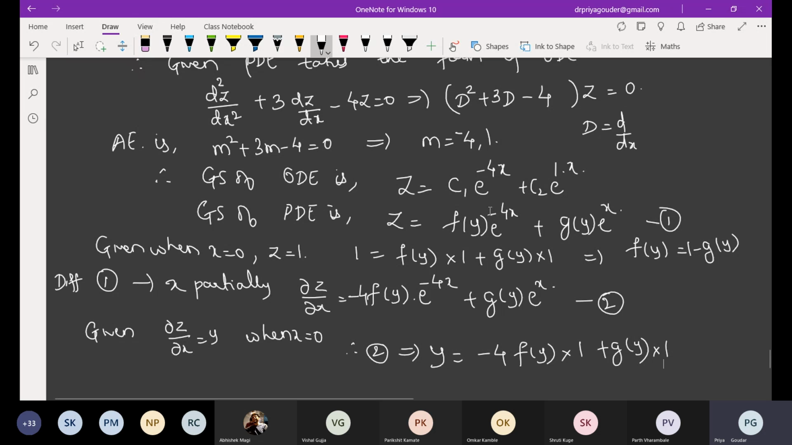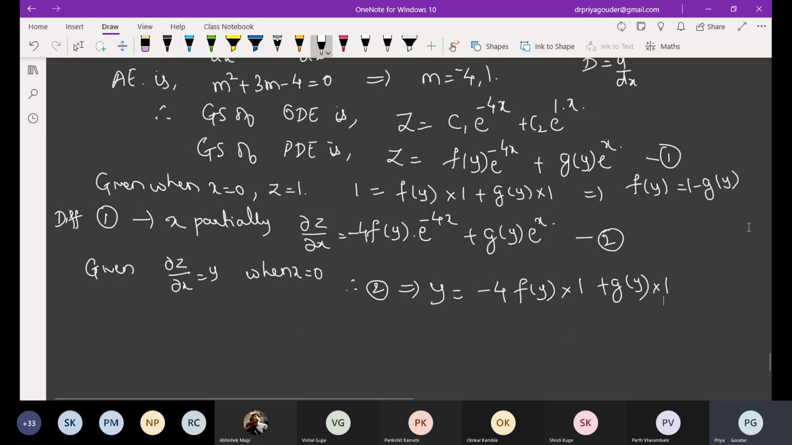Now, we can keep it the same, or else substitute the value of f of y as 1 minus g of y, so that this last equation is converted in terms of only g of y, and we can find the value. Or keep it as f of y plus g of y, subtract them, and you'll get f of y. Then you can find the value. Just see which way is convenient for you.